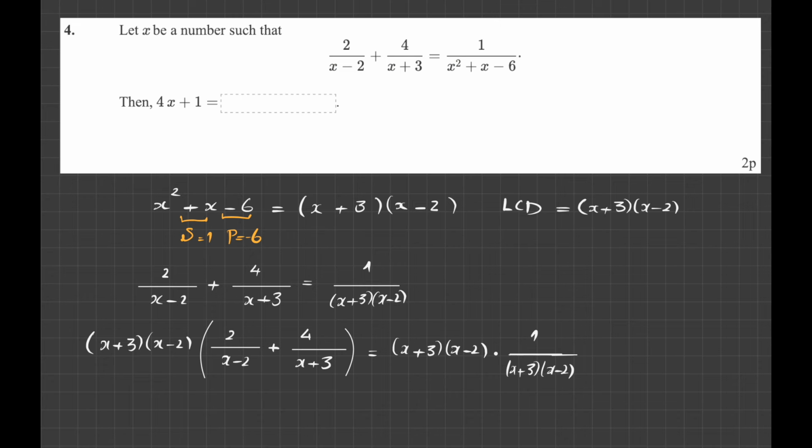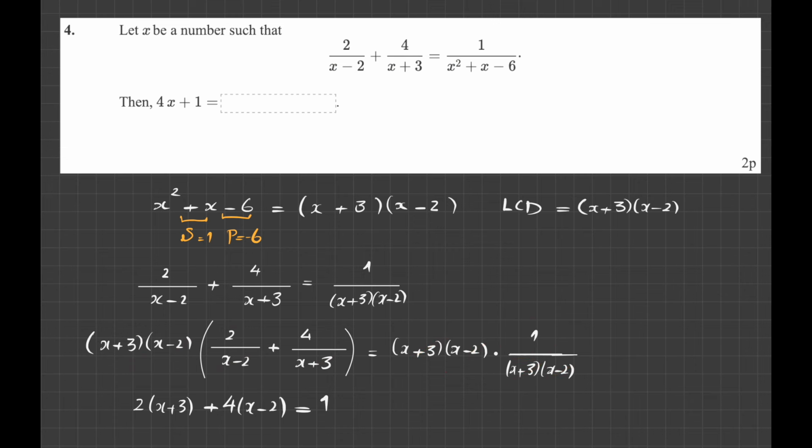Now what you do, you take this one and multiply it here. But when you multiply it here, this one and that one are gone. This one and 2 are left, so you multiply them. So it becomes just simply 2 times x plus 3. And then you take again this one and multiply it here. But then this one and that one are gone. 4 and x minus 2 are left. You have to multiply them. So it becomes plus 4 times x minus 2. And on the right hand side, everything is more or less gone, yes? Because this one and that one are cancelled, this one and that one are cancelled, and you just get 1.